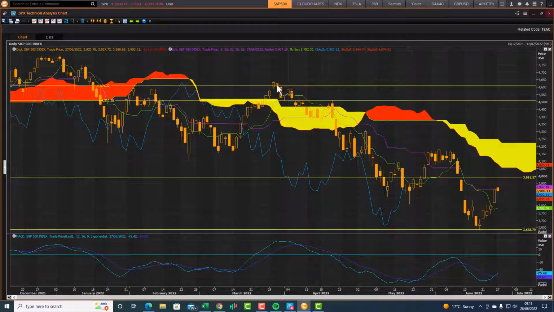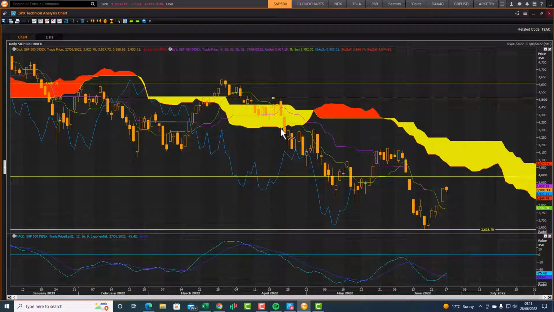There was a brief little rally cloud cross signal there, but only to run into trouble at the old resistance zone here, the bottom of the cloud there. You can see that resistance level held, and then the gap opened and the market remained in bearish territory when it sliced to the bottom end of the cloud here. So we're still in bearish territory, but we did get a rebound from 3638.